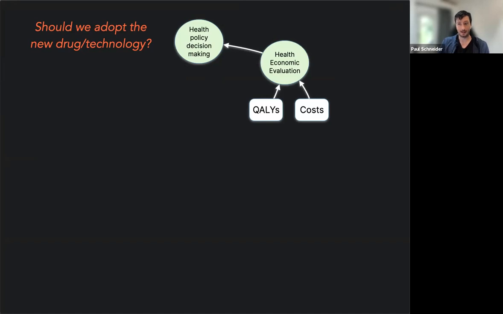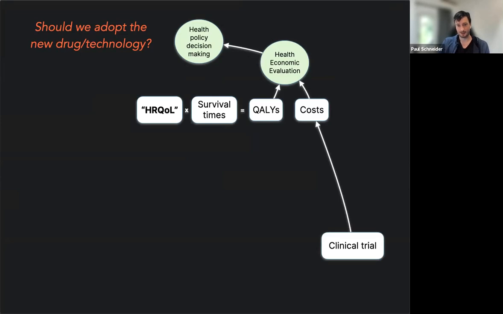The health benefits are generally measured in quality adjusted life years, QALYs, and as you may all know, QALYs are just the product of health related quality of life and survival time. The costs in this equation can be measured more or less objectively, right? So we can observe this in clinical trials or in administrative data. And the same is probably true for survival times to some extent. But with health-related quality of life, things are clearly more difficult, right? Because we can't observe this objectively.